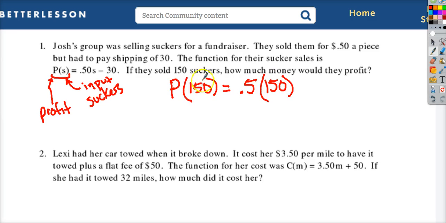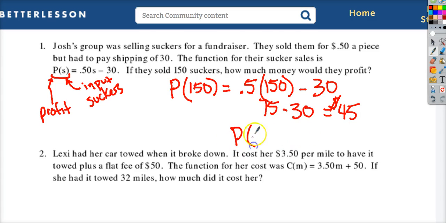So this is the same thing we were doing, right? S is 150 now, so I'm just plugging it in. Minus 30, which would be 75, because it's half of 150, minus 30 equals 45. So that's what? $45.